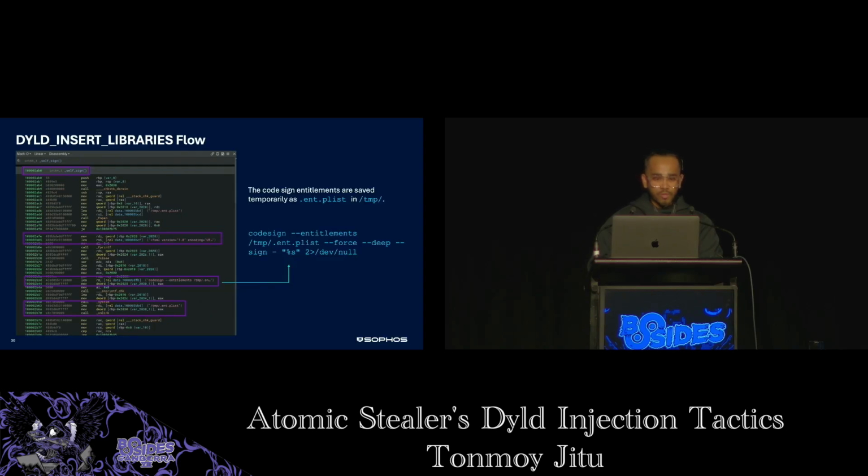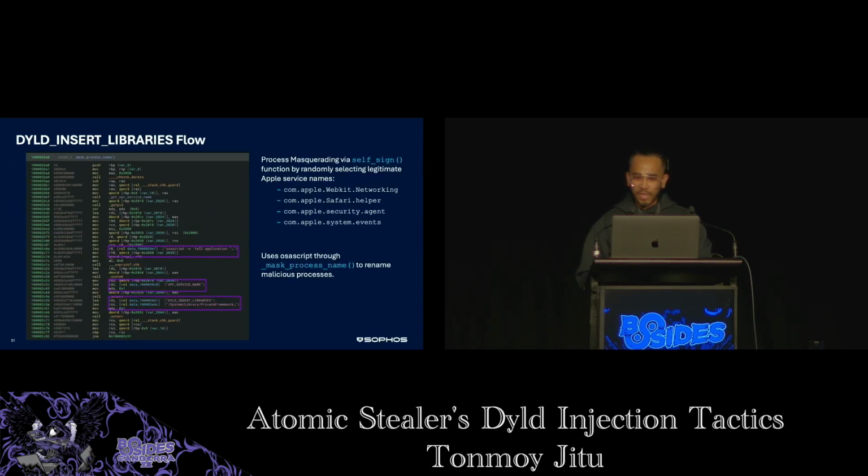So if you look into this stage a little bit more, here is where it does code signing, because you do need code signing to be there for any binary to be run on a macOS system. So it runs and grabs the entitlements from the temp directory where it saves it and signs the binary.